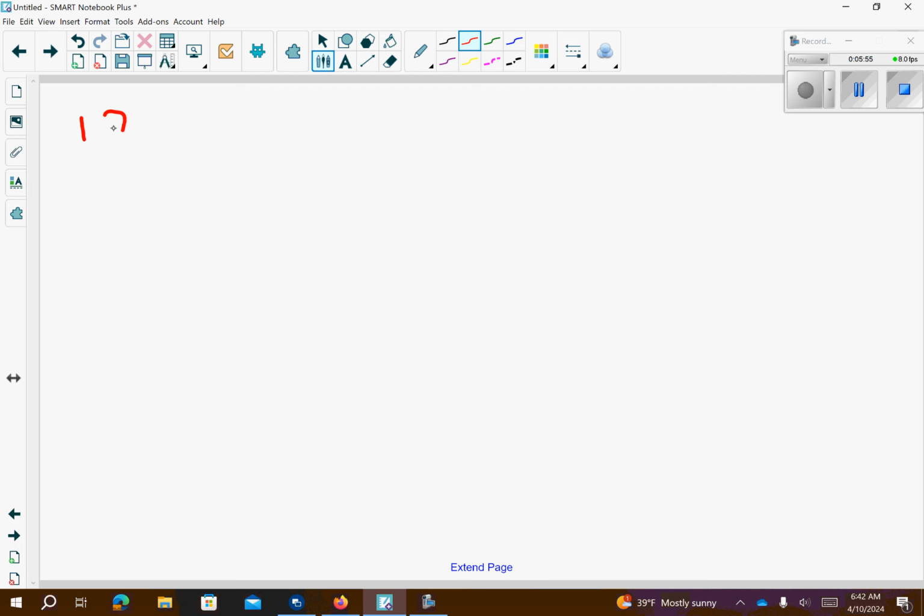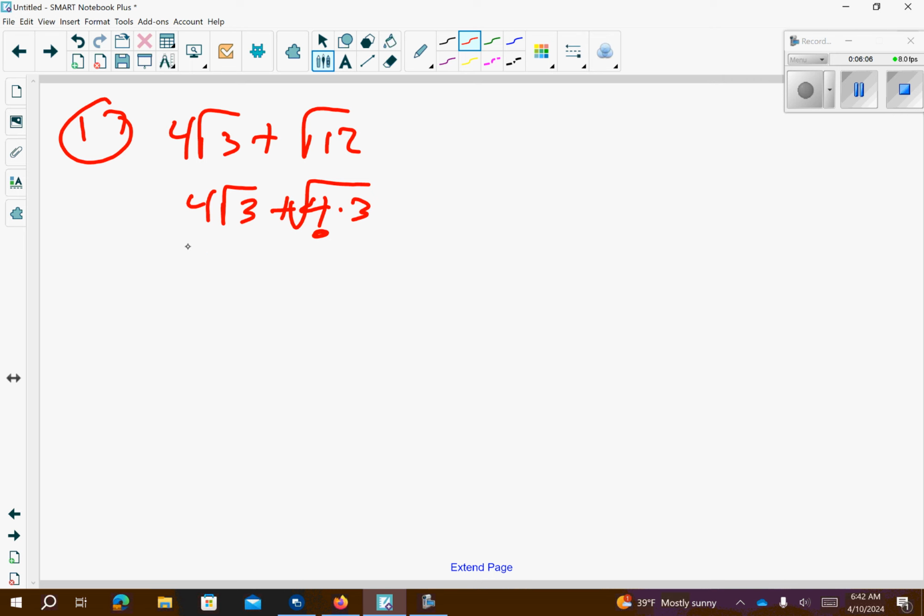Number 17, 4 root 3 plus root 12. I can't break the root 3 down, but I can break root 12 down to square root of 4 times 3. Square root of 4 is 2, so I'm going to get 4 root 3 plus 2 root 3. So that's going to give me 6 root 3 for an answer.